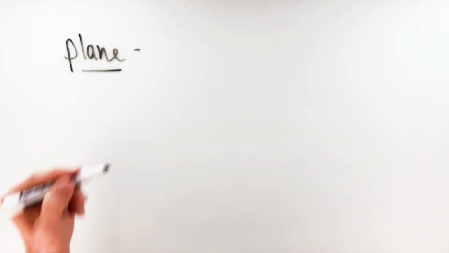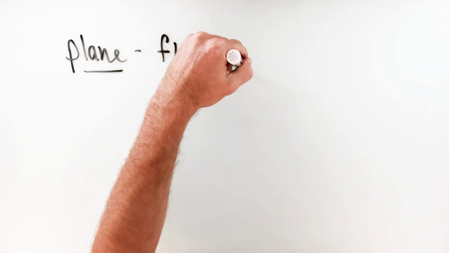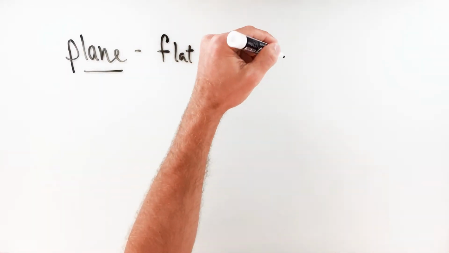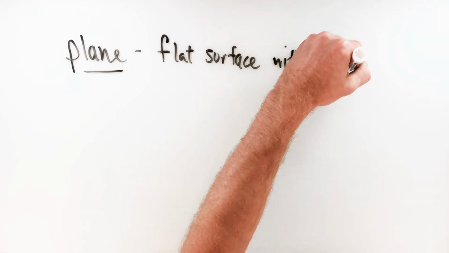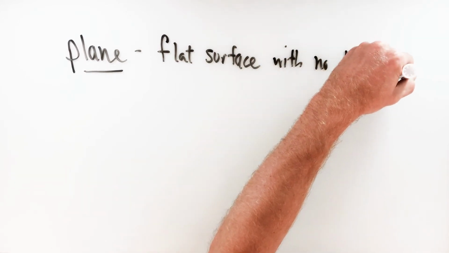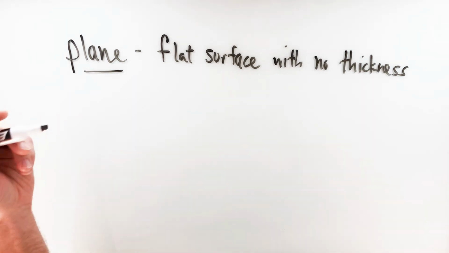Next is a plane. A plane is a flat surface with no thickness. So you can think of a plane as like a flat pane of glass, rigid, doesn't bend or curve, just an infinite flat surface. Like a line, a plane also extends forever.